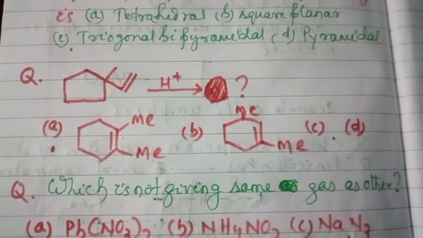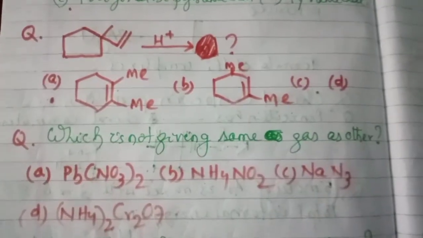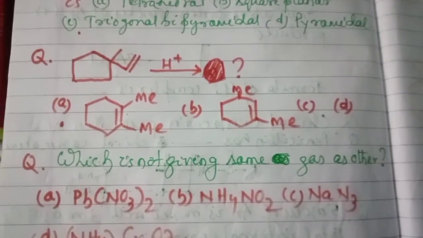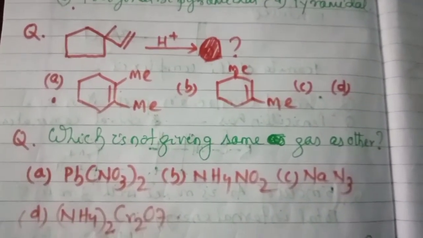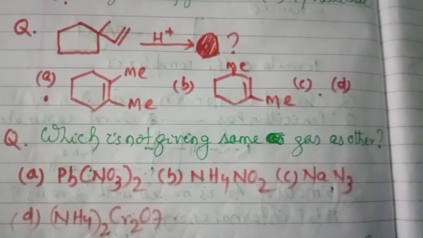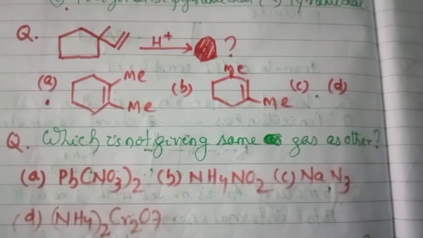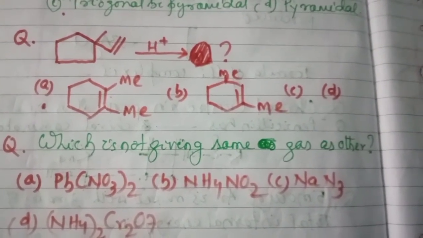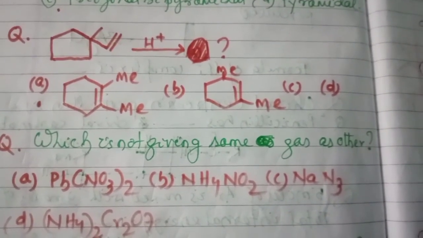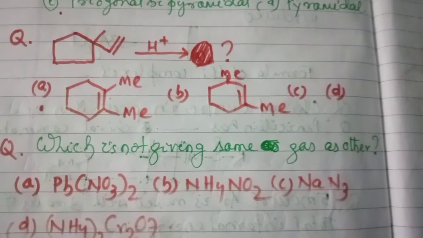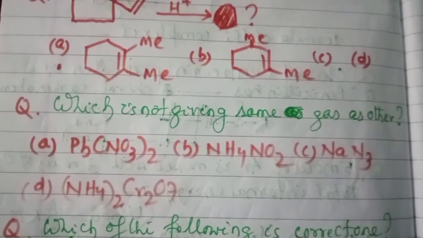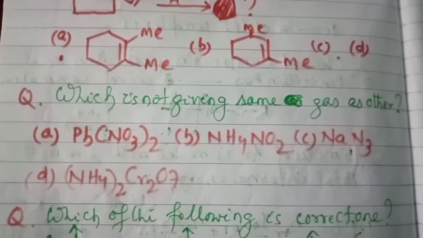Next, which is not giving the same gas as the others. Lead nitrate on heating gives NO2, ammonium nitrate on heating gives N2, sodium azide on heating gives N2, ammonium dichromate on heating gives N2. So the correct option is lead nitrate. Lead nitrate on heating gives PbO plus NO2 plus O2, but ammonium nitrate on heating gives N2, sodium azide on heating gives N2, ammonium dichromate on heating gives N2. So the correct option is A.